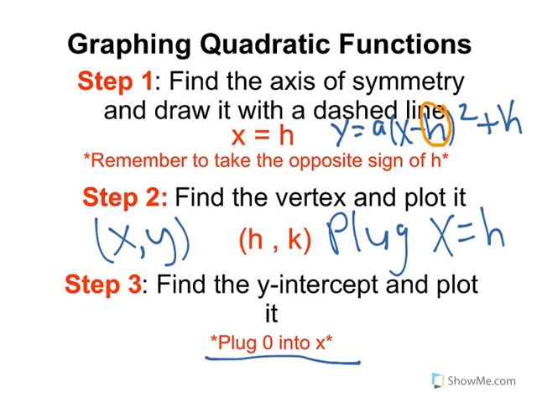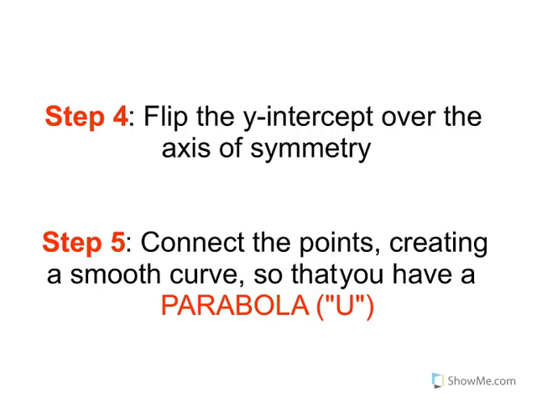So at this point we have the axis of symmetry, we have the vertex, and then we have the y-intercept. We need one more point, and we're going to get that next point by taking the y-intercept and flipping it over the axis of symmetry, or reflecting it. If you remember when we were doing standard form, if this was our axis of symmetry, and we had a y-intercept here that was 2 units away, then we would want to go 2 units onto the other side of that axis of symmetry. Then we'll be able to connect all those points, creating a smooth curve, or a parabola.